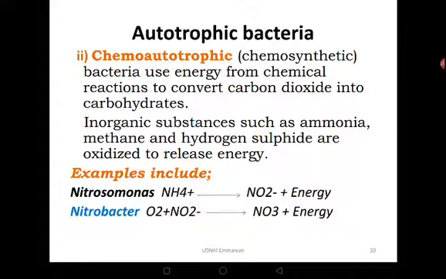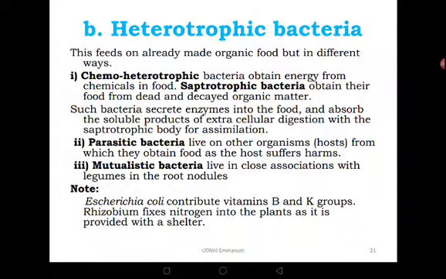But all of them are autotrophic bacteria. They can make their own food. Then we have the second one, heterotrophic bacteria. These ones cannot manufacture their own food. So what do they do? They feed on already made organic food, and they feed in different ways.